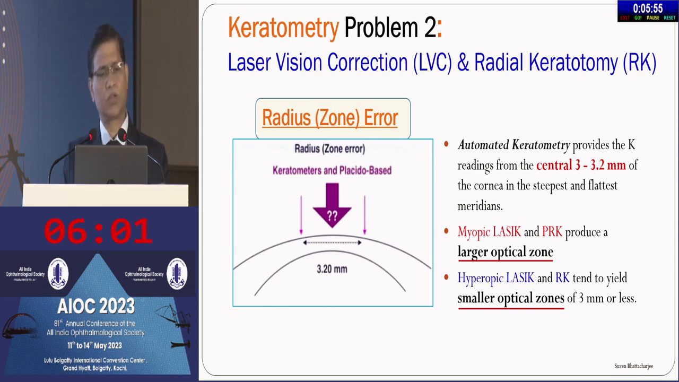And there is something called a radius zone error. Standard automated keratometry would measure at about 3.2 or 3 millimeters, but in myopic LASIK or PRK we have increased the optical zone to a much larger area. And in hyperopic LASIK and RK we have reduced that optical zone. So with those parameters, we're not actually measuring the corneal power that we want to measure.